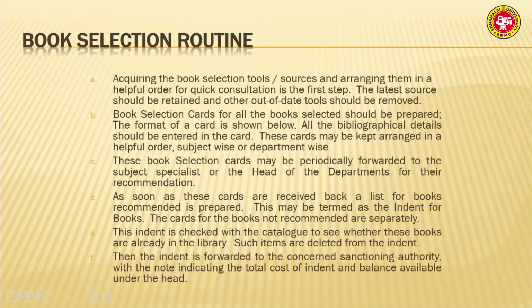So after preparing the book selection card, the book selection card should be sent to the department head for the purpose of recommendation. So we are sending the 20 books in atomic energy to the specialists, the subject heads and the head of the department. They hold one meeting and they can select. So what books can we select? Because it is based on the availability of funds, how much is allotted for the particular department head.